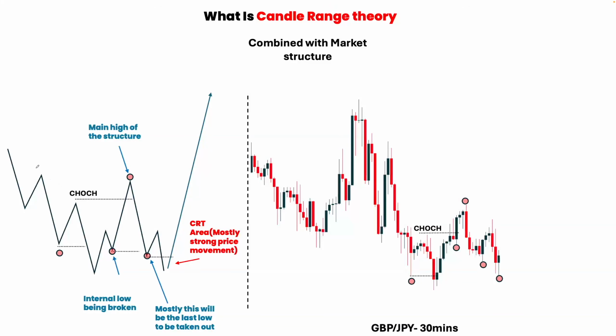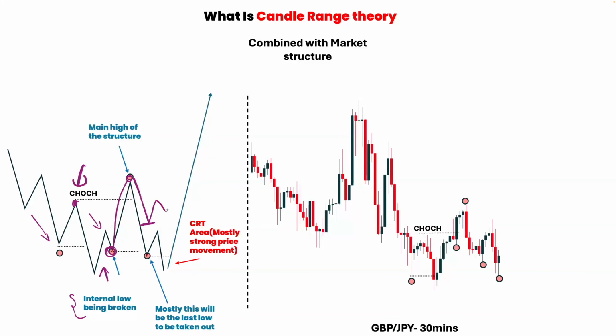We can clearly see that we have a move to the downside, a move to the downside. But before we break this previous high here, we make a low. This low here is very important because this is the internal low that will be used in the future most of the time. And then we have this high here. When the market drops lower, we have to find this low.